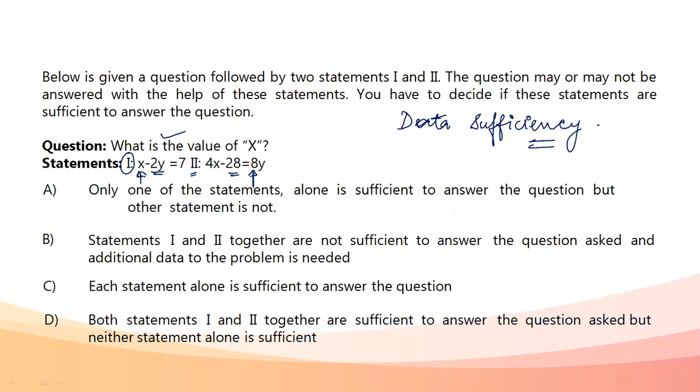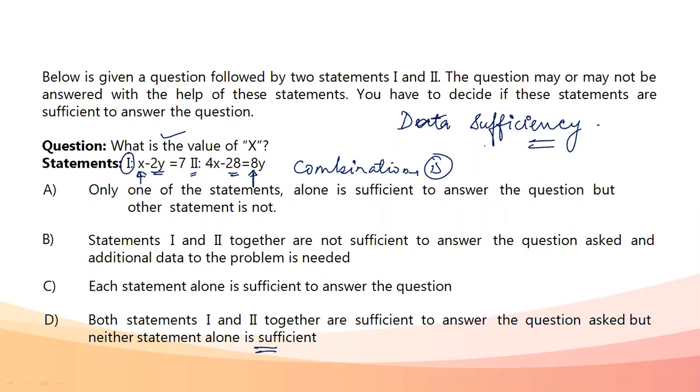Now, option D means both statements 1 and 2 together are sufficient to answer the question, but neither statement alone is. So this means if some information is given in the first, some of which is missing, the missing part is given in the second statement. So when I combine both of them together, if on combination I'm getting the answer, in that case my answer is going to be option D.